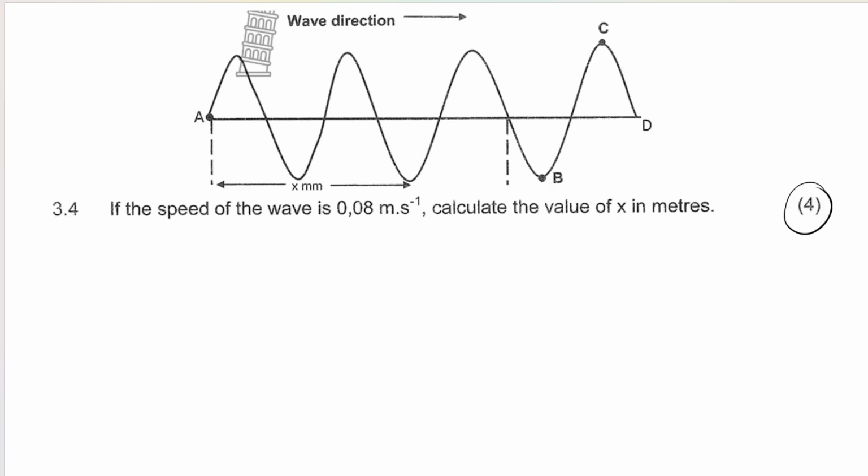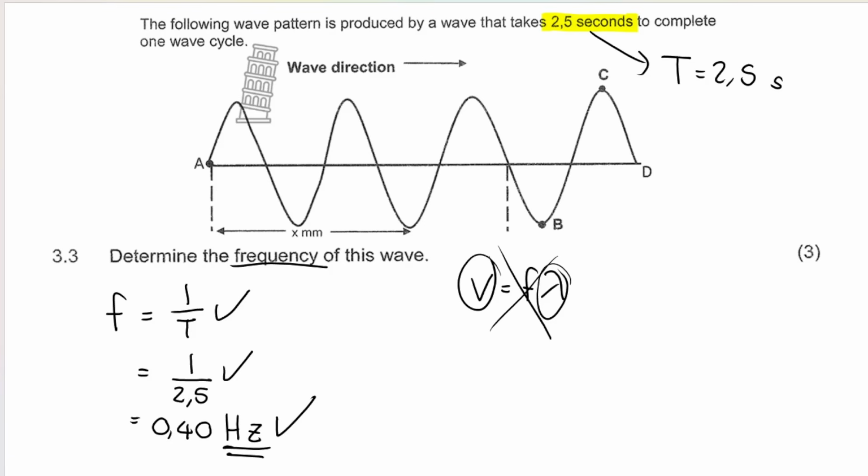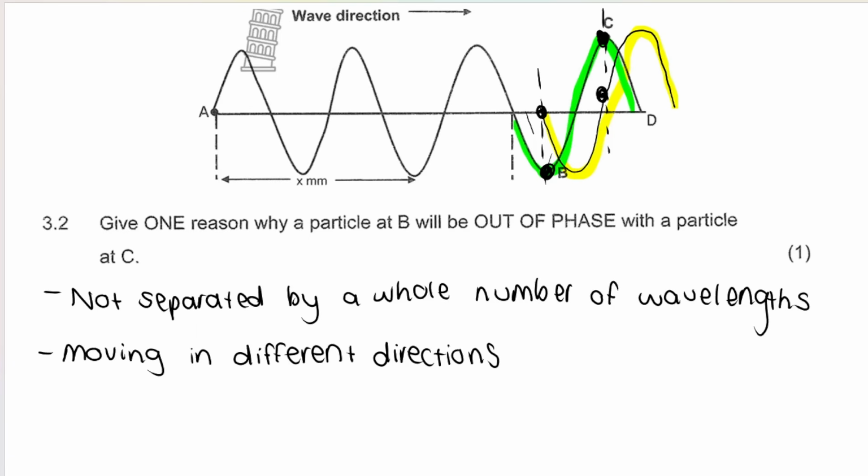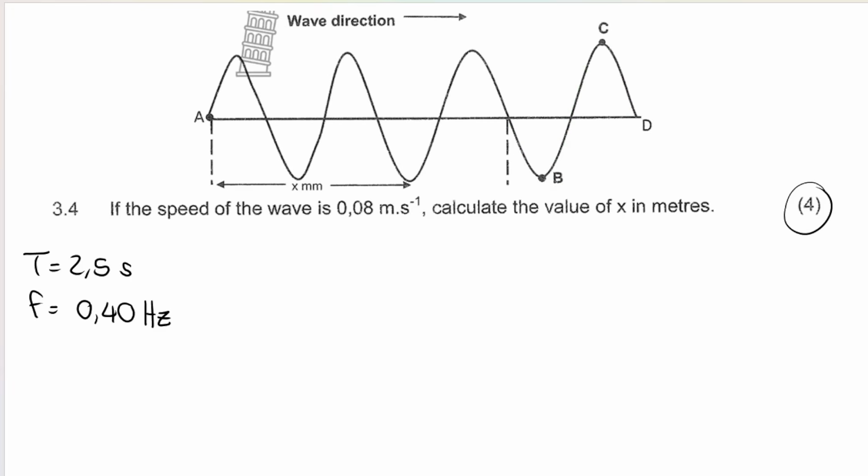So before we get into the question, I want us to write down what we already know. We know the period is 2.5 seconds. We know the frequency is 0.4 hertz. That's all we know so far. Do we know anything else? No, we don't know anything else. They also tell me in the question the speed of the wave. So speed of the wave, you should know if you studied and if you watch my other videos, speed of wave is v, 0.08 meters per second.